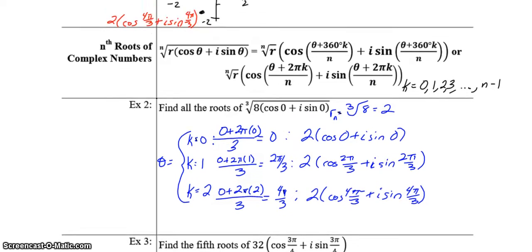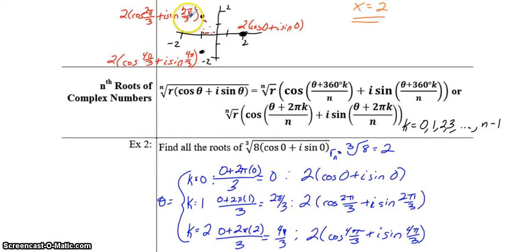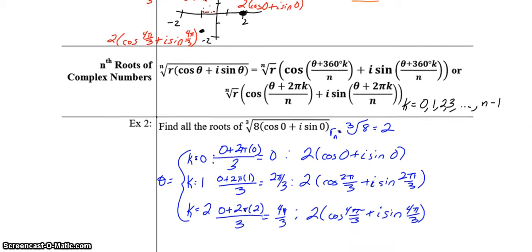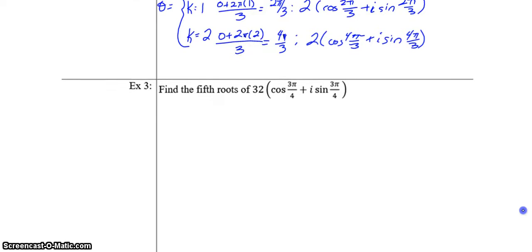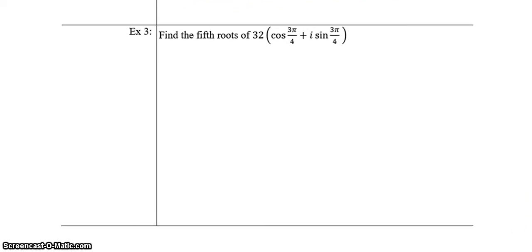Did we get those before? Yes, we did. 2 at the angle of 0, 2 at the angle of 2 pi over 3, 2 at the angle of 4 pi over 3. Ta-da! Again, this works when we have cube roots because we can get the real one and use the quadratic formula. I don't know how to do that in example 3.